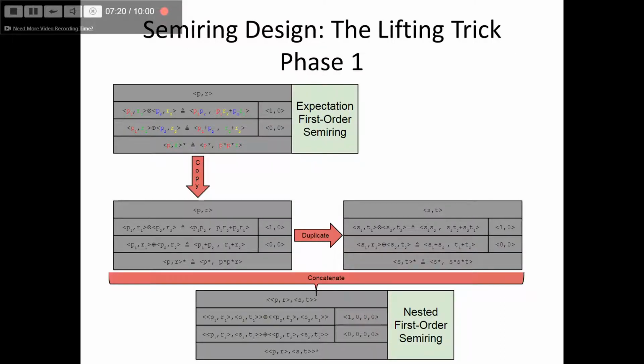And what I'd like to do is discuss a tool that we can use to facilitate this semiring design called the lifting trick. What you do in the lifting trick is you take a semiring that is known to be useful. For example, here we have an expectation semiring that computes first-order statistics in a training machine learning context. So you take this useful semiring, and you apply the lifting trick and something useful comes out. Specifically, you copy the semiring and duplicate it, and then you nest the two together. You concatenate them into this one more complex unit, which is shown down here.